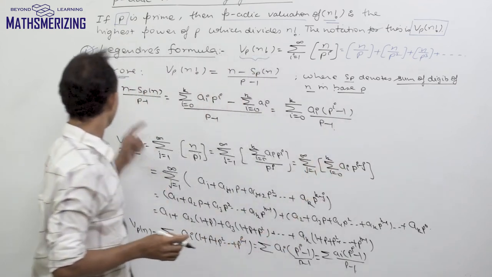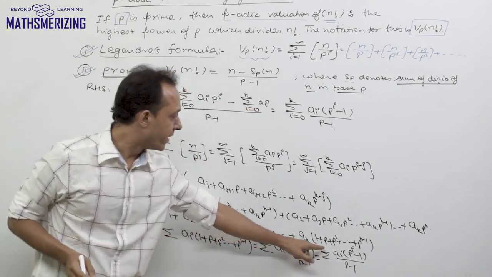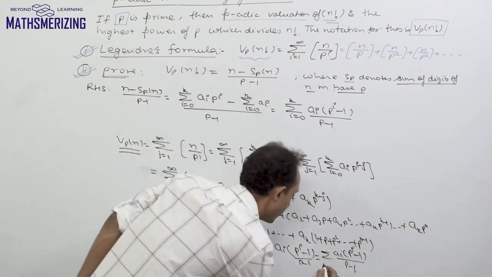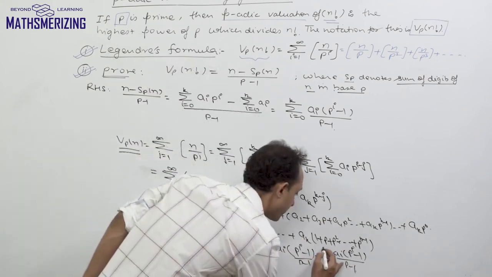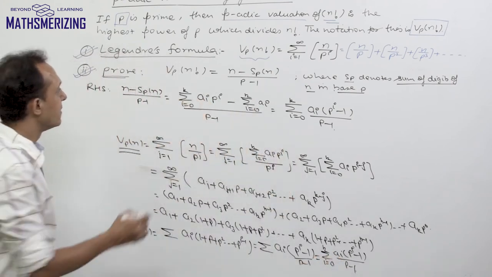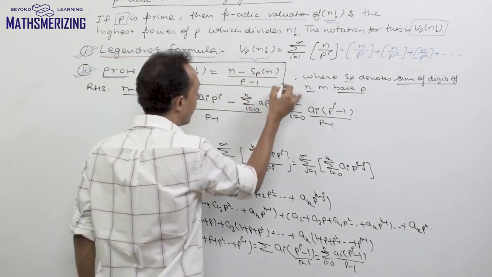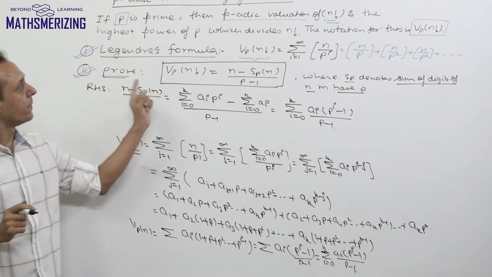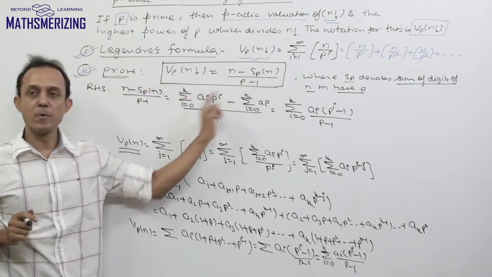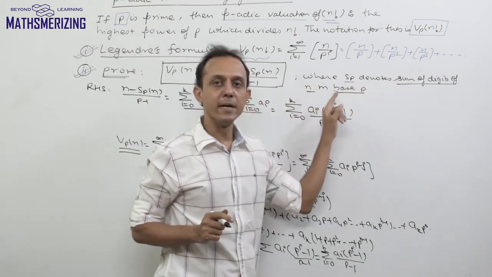Now we look at right hand side, and if we look at the result on the left hand side, then it is also ai p to the power i minus 1 upon p minus 1. Here also the value of i varies from 0 to k. So in this case, left hand side is equal to right hand side. So from here we'll say this Vp of factorial n, or p-adic value of factorial n for this prime number p, is n minus Spn upon p minus 1, where Sp denotes sum of digits of n in the base p.